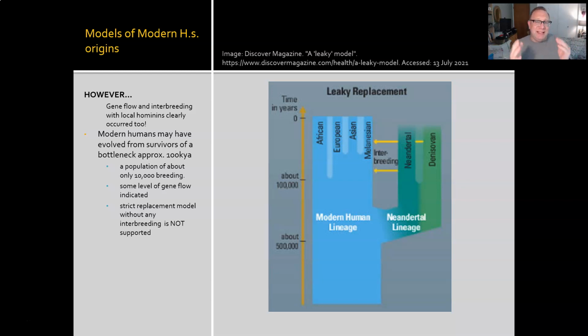Now, interestingly, the differences are much smaller than we would expect for a species that reproduces at our rate for this period of time, about 200,000 years. And we think that's because about maybe 100,000 years ago or so, there was an extreme bottleneck event, a genetic bottleneck, possibly triggered by the eruption of a supervolcano.